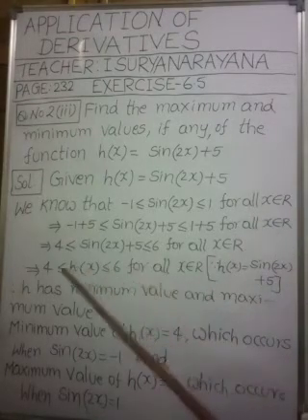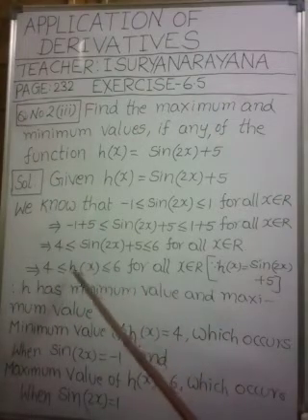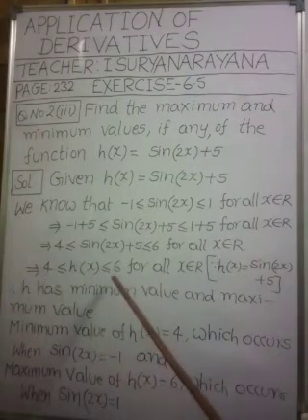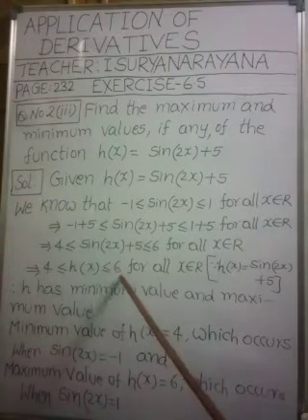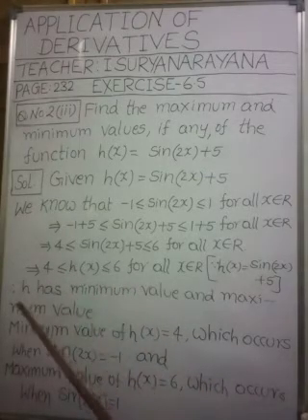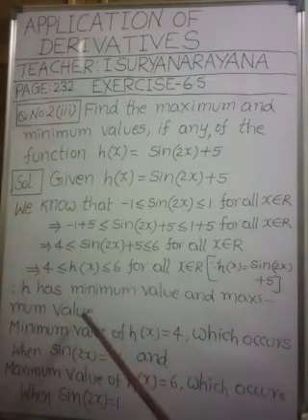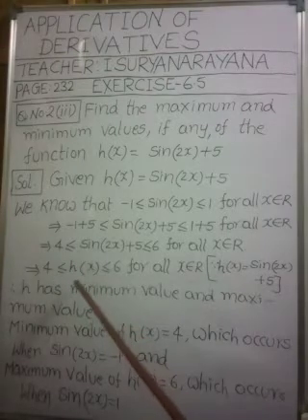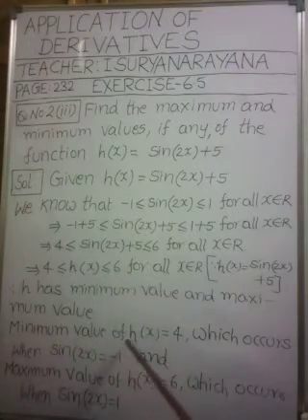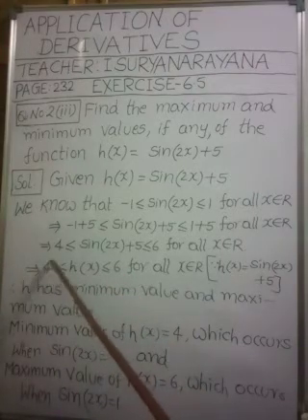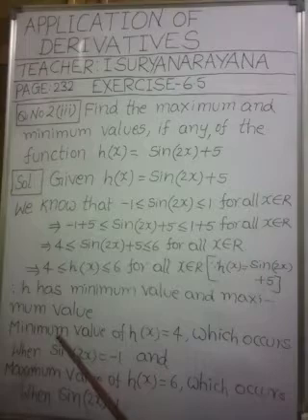So by observing this statement, the function values of h of x are lying between 4 and 6, including the values 4 and 6. Therefore, we can say that the function h has a minimum value and a maximum value also. In this case, this function has a minimum value as well as a maximum value. The minimum value of h of x is 4. This is the minimum value and this is the maximum value.